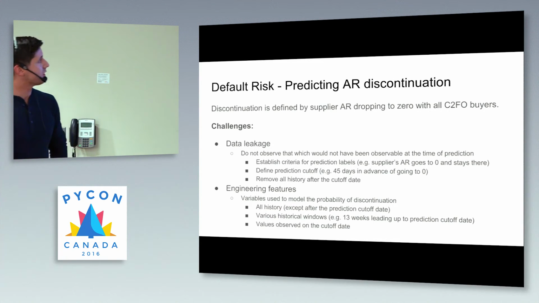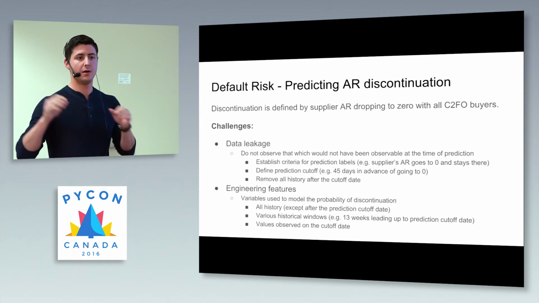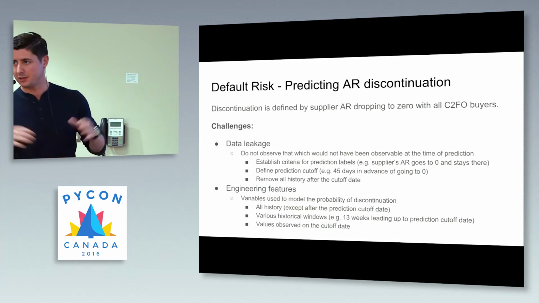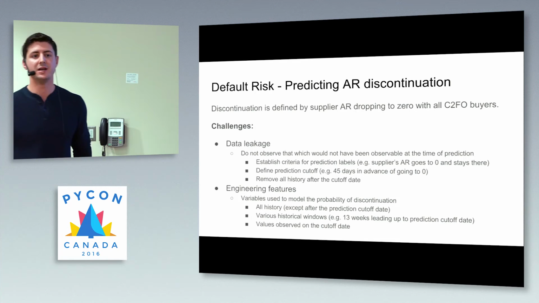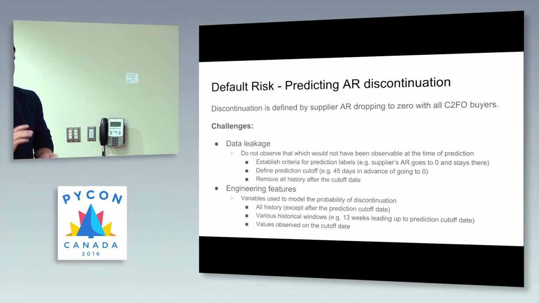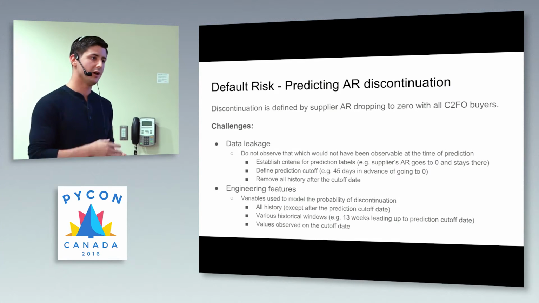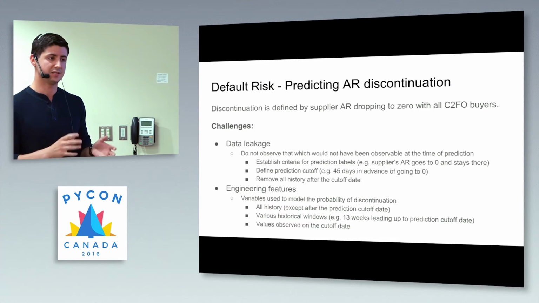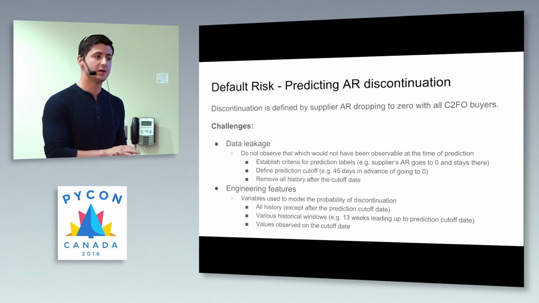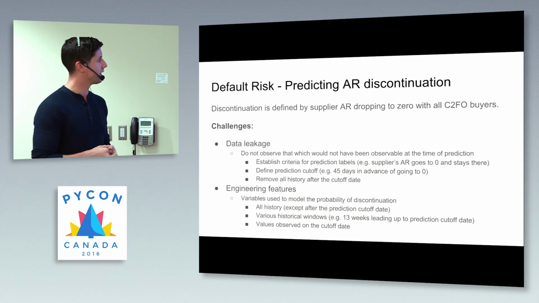The next thing I want to talk about is this notion of AR discontinuation. So let's contrast this from bankruptcy. Bankruptcy is a complete nuclear event, right? A business says, I can no longer fulfill my debt obligations. But AR discontinuation, at least the way I'm defining it, simply means the likelihood that all of the buyers they're currently doing business with that are on the C2FO platform stop invoicing with them. They say, I don't want your product anymore, whatever it is, okay?